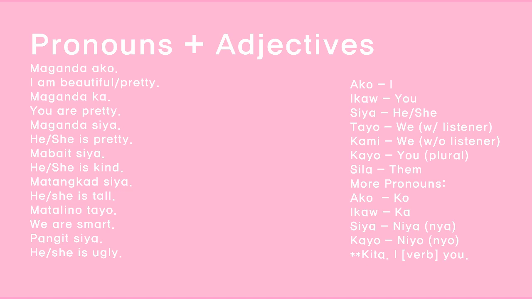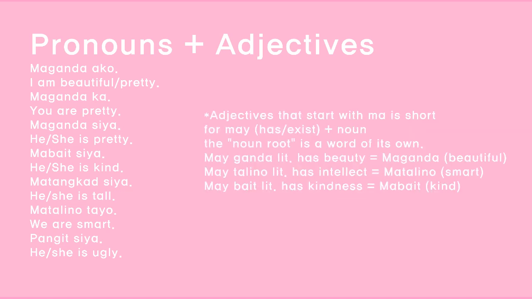So you could probably hear me that I don't really say E for example, pangit. We kind of say it like eh. Anyway, yeah. So, maganda ako, maganda ka, maganda siya, mabait siya, matangkad siya, matalino tayo, pangit siya.